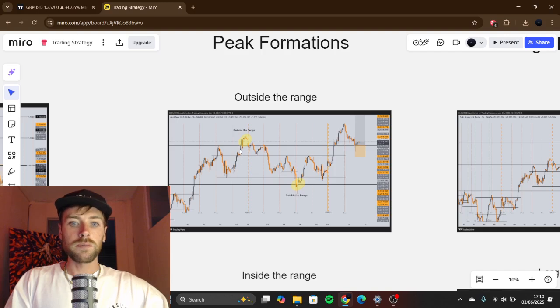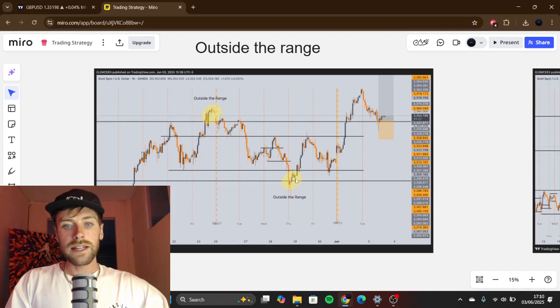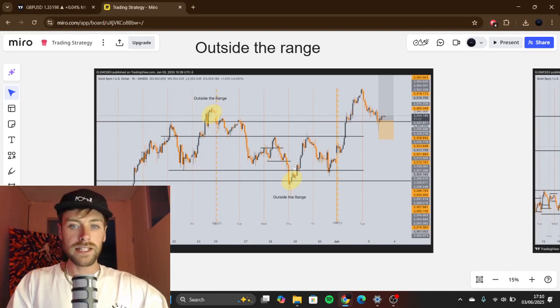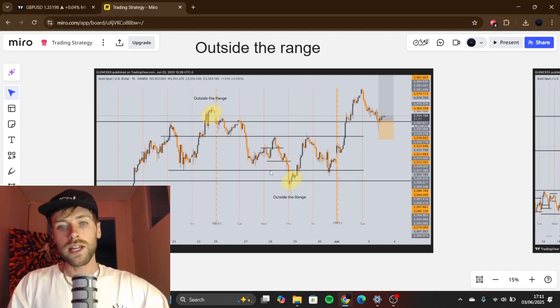So we can see here, price breaks out of the range, fails, pulls back inside. Price breaks out of the range here, fails, pulls back inside. But to me then, once this happens here, once price breaks out and then pulls back inside, I'm now looking to trade this market. Whether it's long or short, I don't know yet.